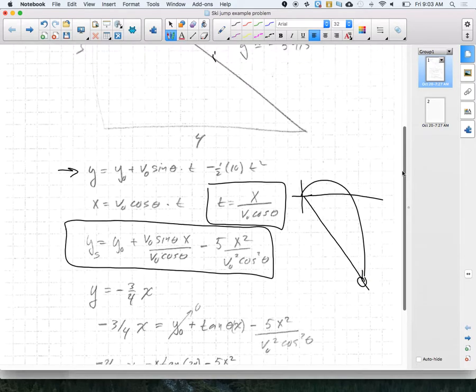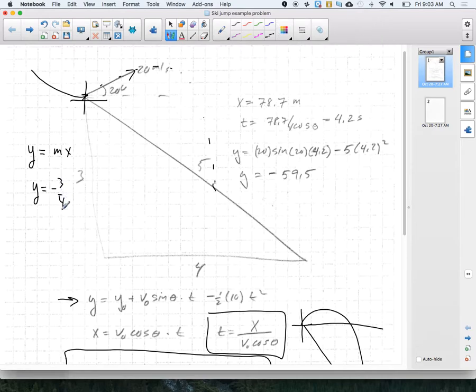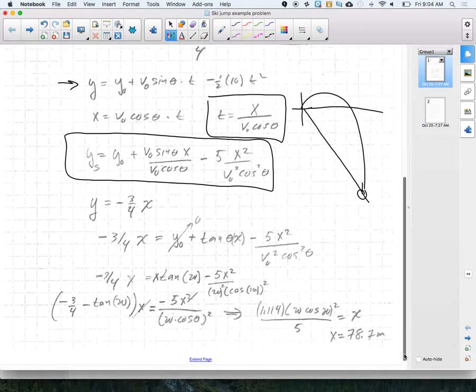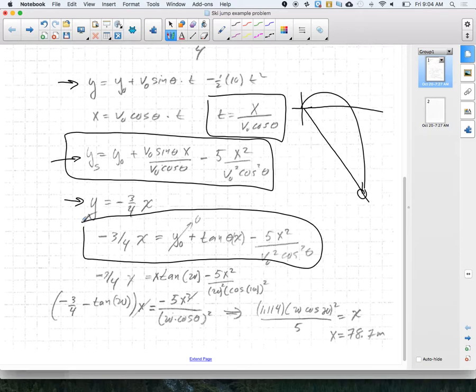Just as a reminder, if this is a 3-4-5 triangle, then effectively what I have is an equation of the form y equals mx, and in this case, y is equal to minus 3/4, rise over run, times x. And so what I've done is I've taken this y, set it equal to that y, and then made the assumption that the initial height is 0. And then at that point, it just becomes a matter of substituting in what I know.